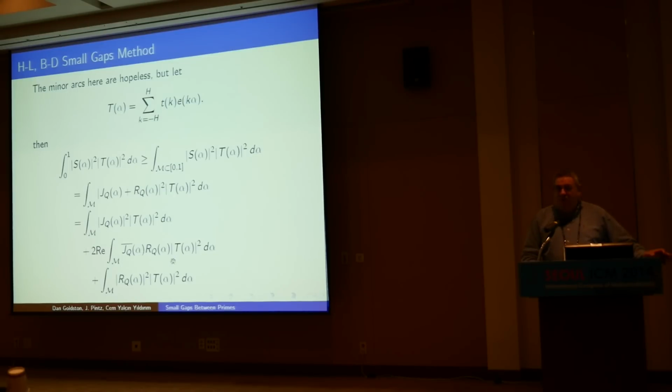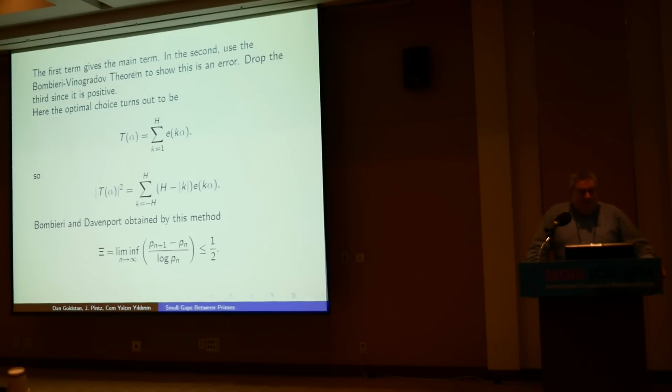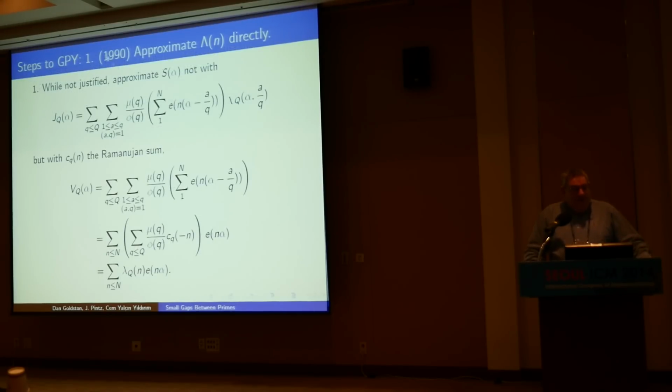You get a cross term, which, if the arcs are small enough and if the primes are evenly enough distributed in arithmetic progressions, which is a theorem called the Bombieri-Vinogradov theorem, is an error term. And then you get this error term squared, which is positive, so you can throw it out. It turns out that the best exponential sum to hit it with here is actually the simplest one. You go through this whole thing in Bombieri and Davenport's proof that there were infinitely often primes that were less than or equal to half of the average spacing, sort of a classic result. So now let me tell you the 10 steps it takes to get to GPY from this.